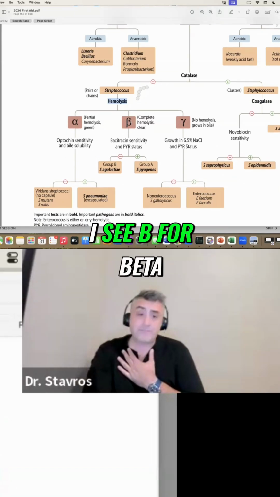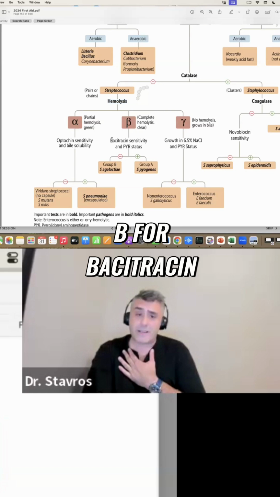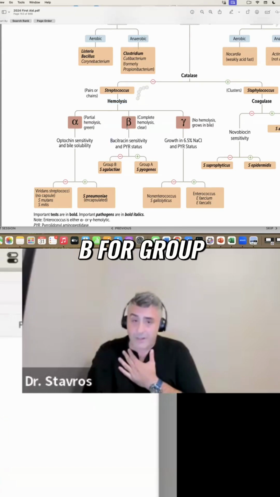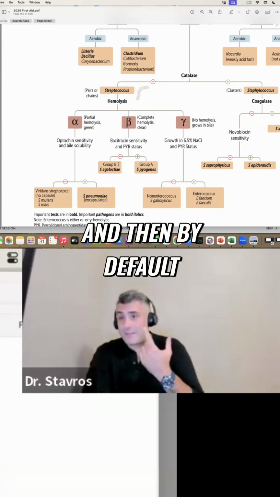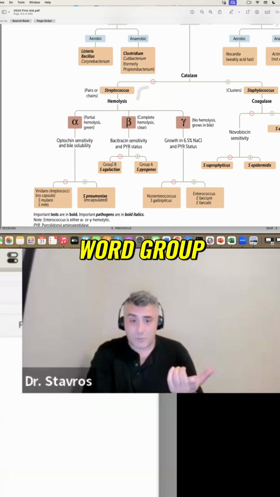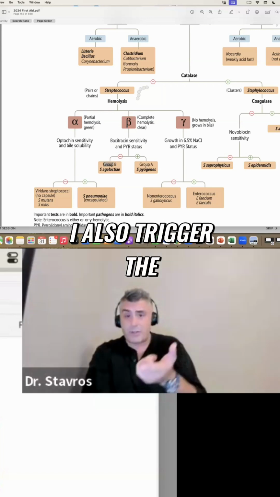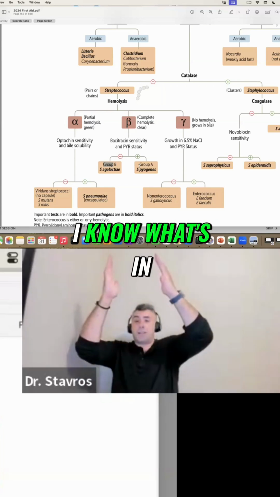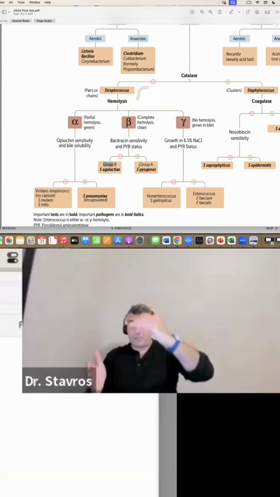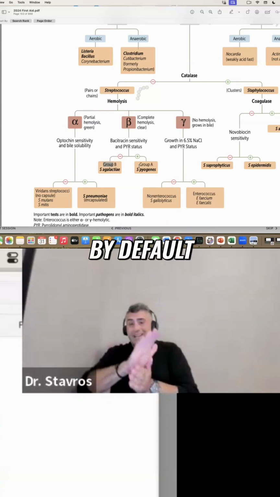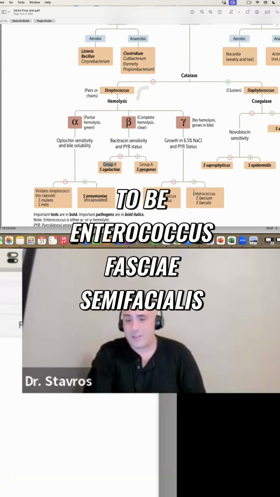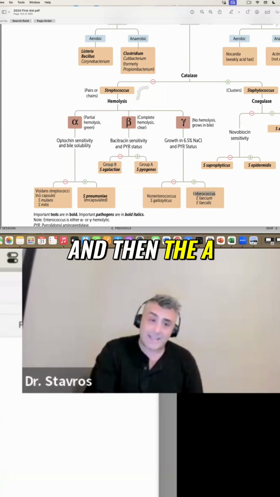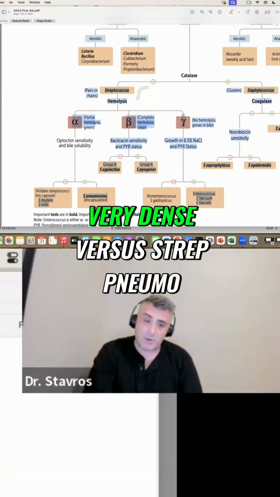I see B for beta, B for bacitracin, B for group B. So B, B, B. And by default, if I see the word group, I also trigger the other group, so group A, group B. So automatically, I know what's in the B section, right? B, B, B, B. By default, C is always going to be Enterococcus faecium or faecalis. And then the A is these guys, viridans versus strep pneumo.